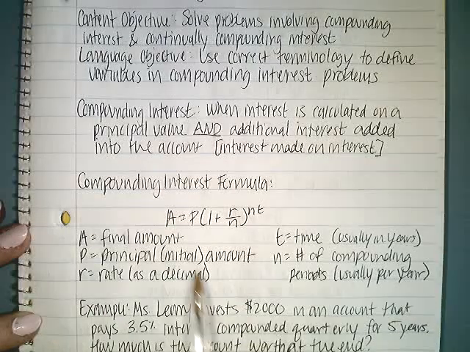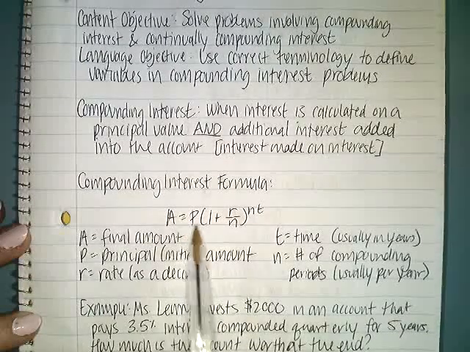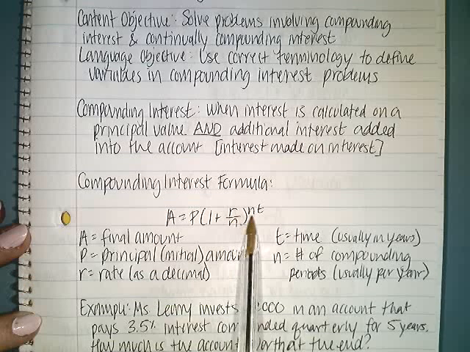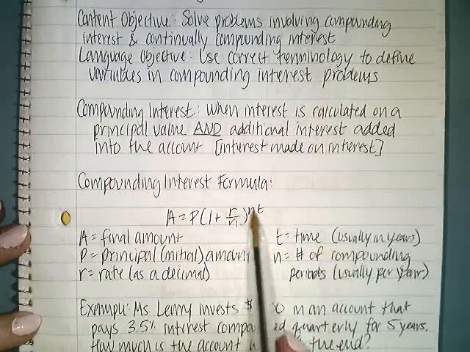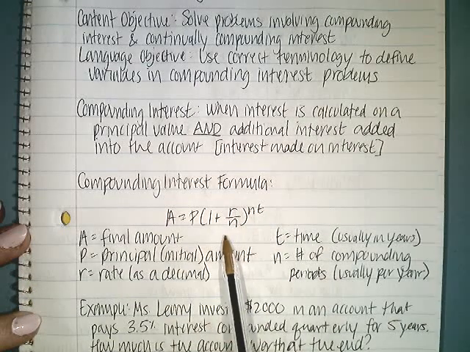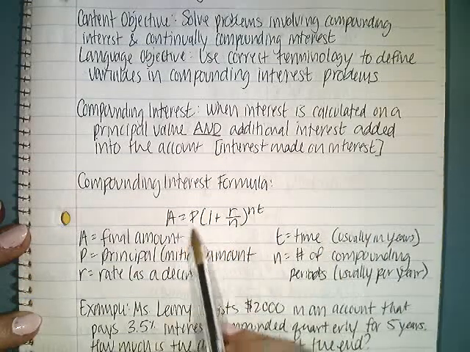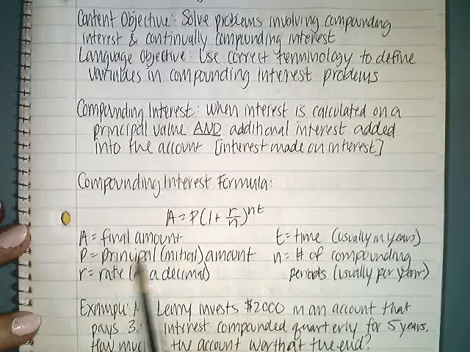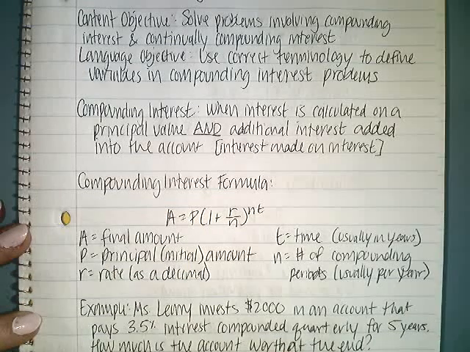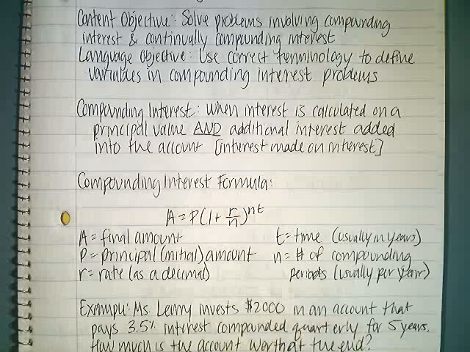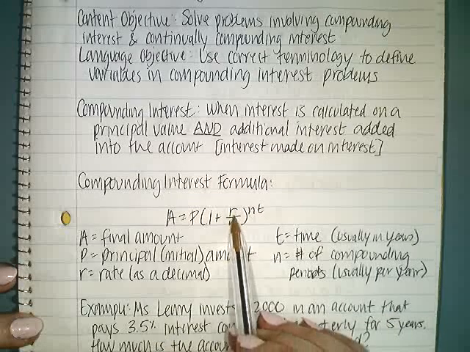So our compounding interest formula is A equals P times (1 plus r over n) to the power of nt. And you may notice this is more or less identical to our growth and decay formula. The only thing is we're using P instead of a lowercase a because we're talking about the principal amount, which is a finance term.